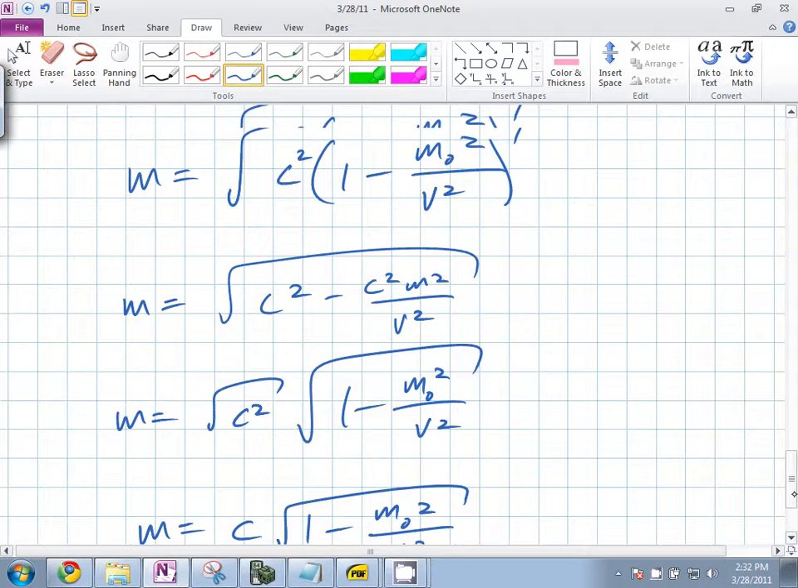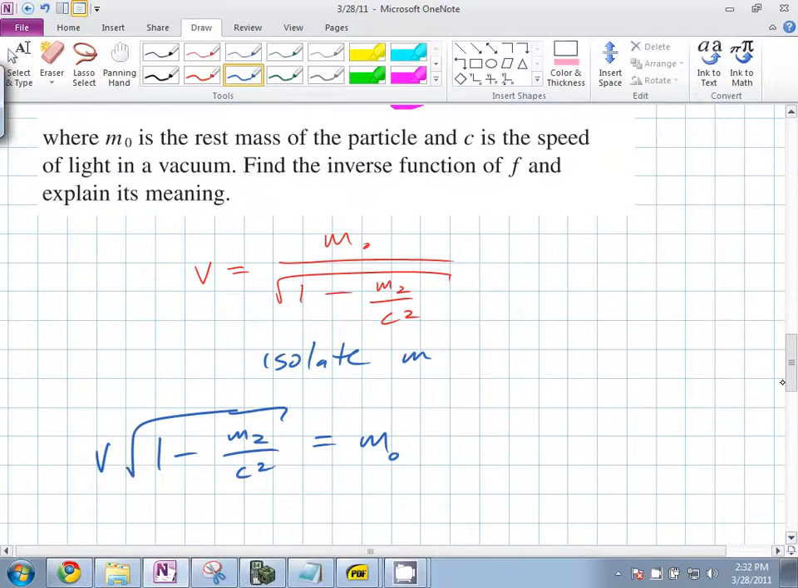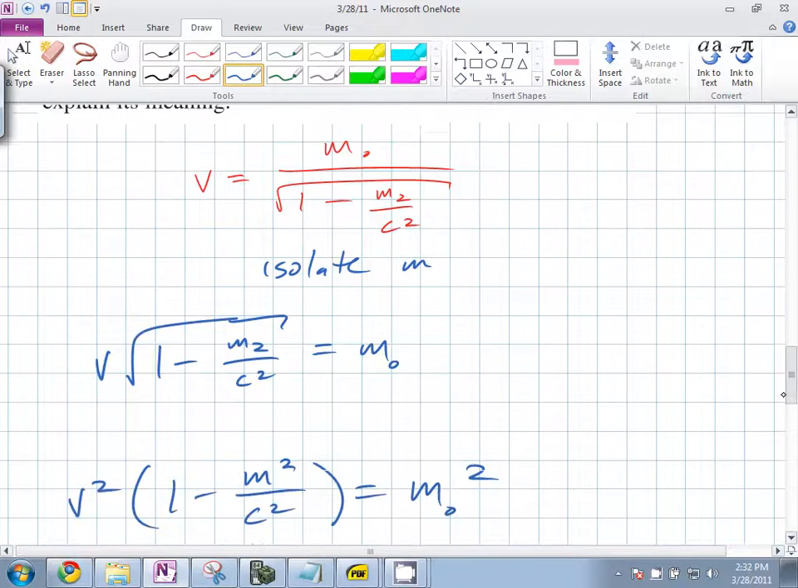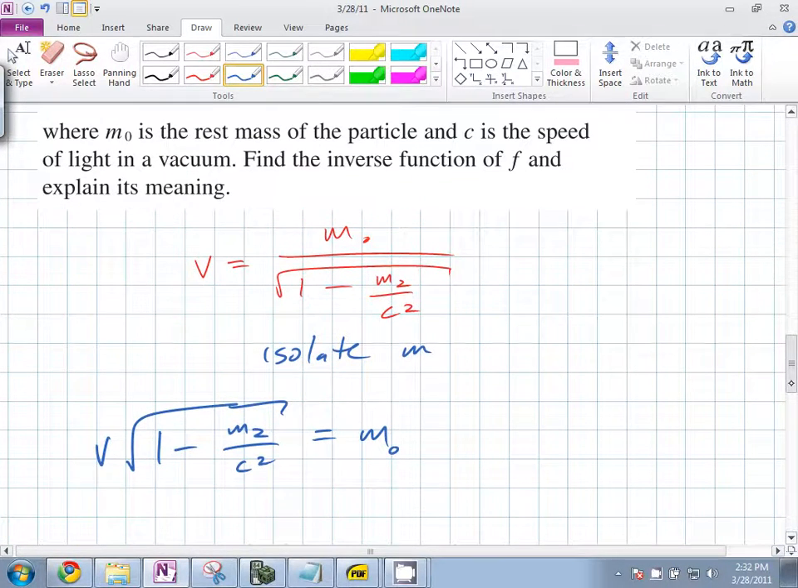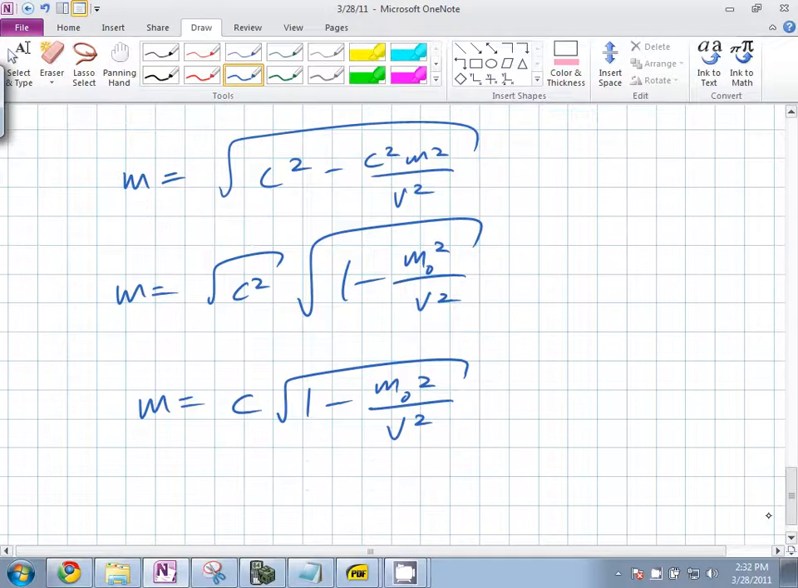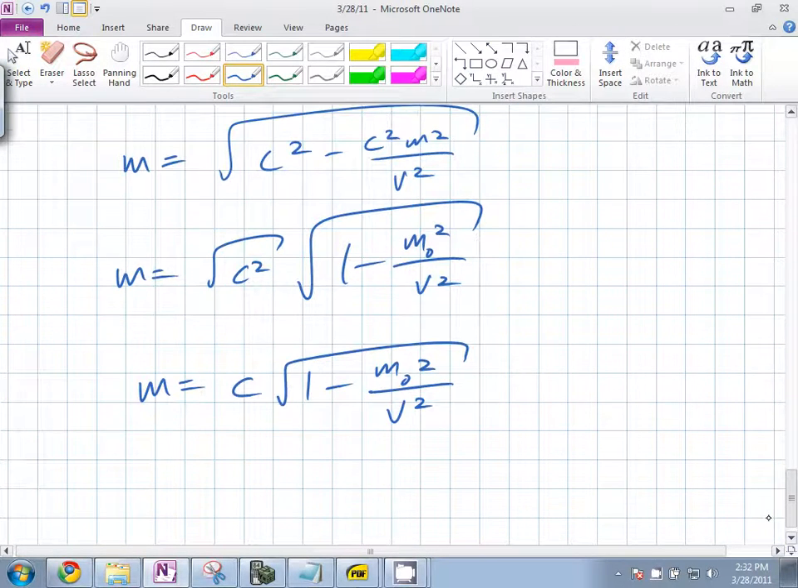Oh, wait, no, you're totally right. Really? No. We're supposed to switch and solve for m. No, we're supposed to solve for m. Yeah, we're supposed to solve for m. Switch it with V first and then solve for M.